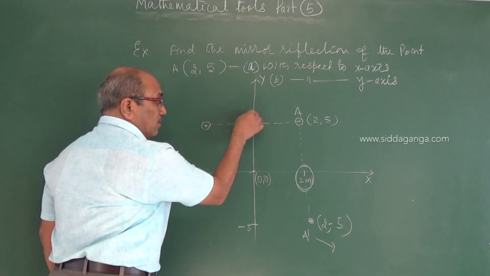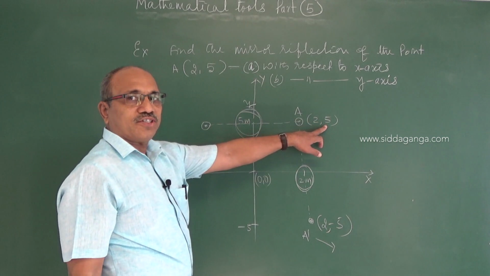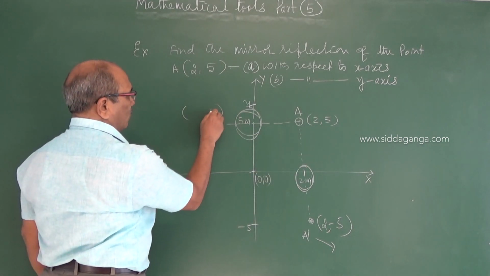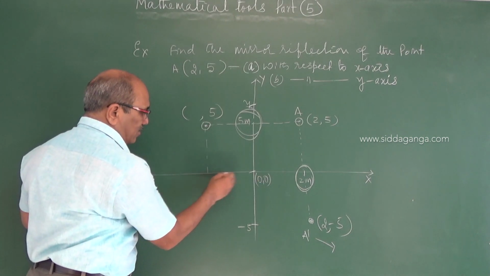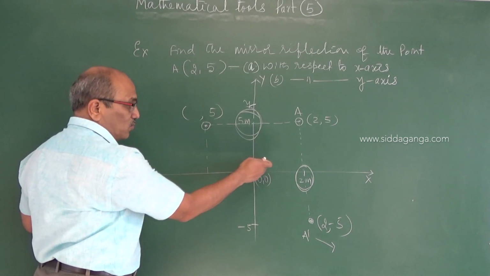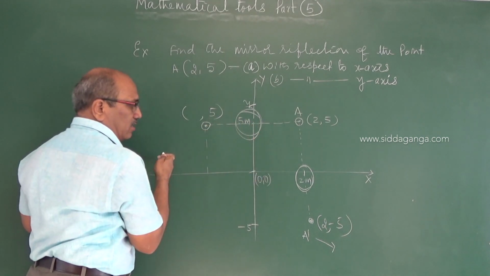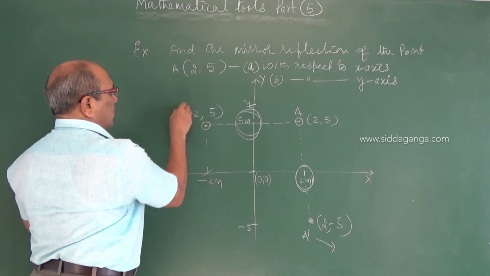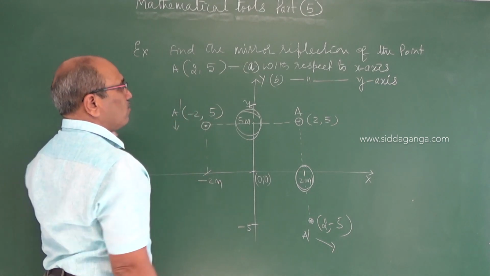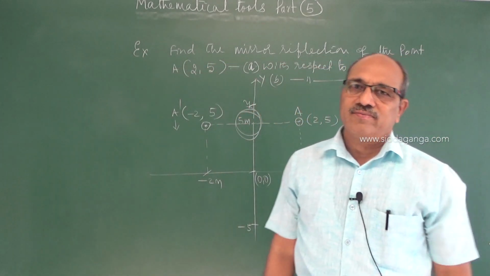What remained the same is the y-axis. The y coordinate is not changing; it remains 5. What changed is the minus here. We moved parallel to the x-axis 2 meters behind, so it became minus 2 meters, that is minus 2. A dash is a mirror reflection of the same point along the y-axis.